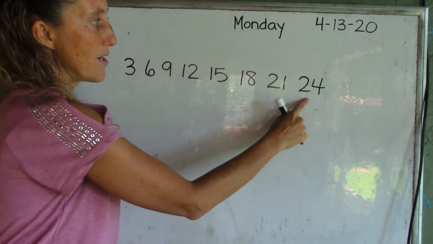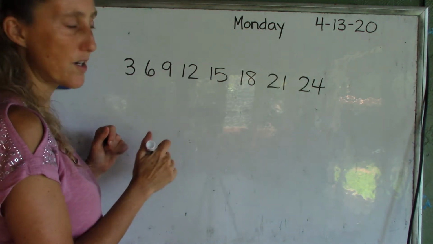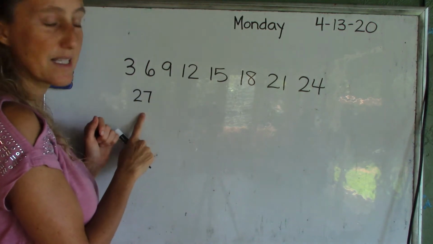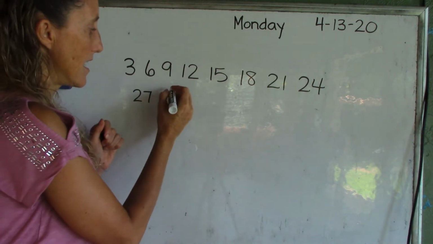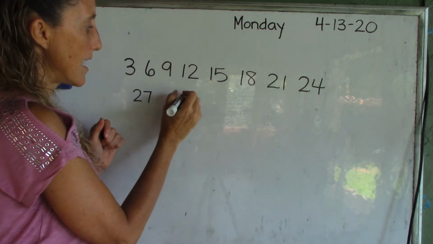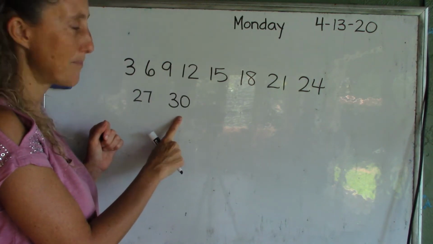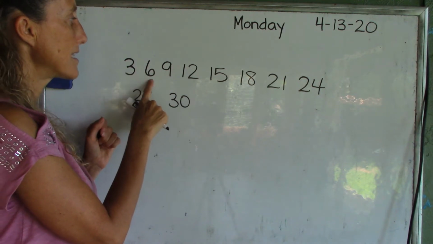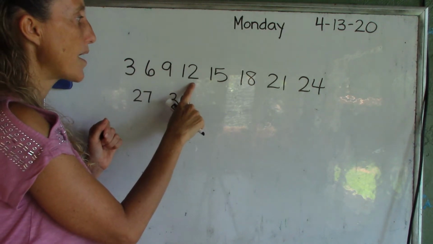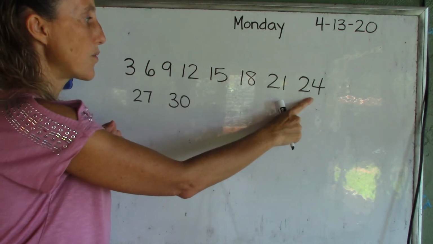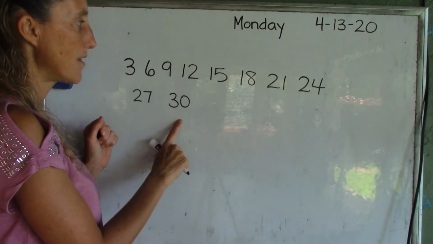24. 3 times 8 is 24. Then 27. 3 times 9 is 27. And 30. 3 times 10 is 30. So let's count by 3s. Are you ready? 3, 6, 9, 12, 15, 18, 21, 24, 27, 30.